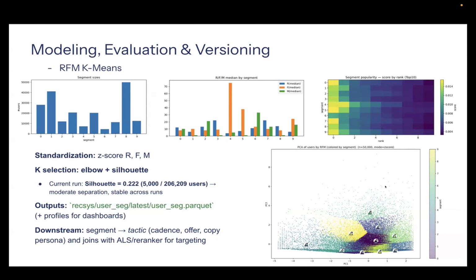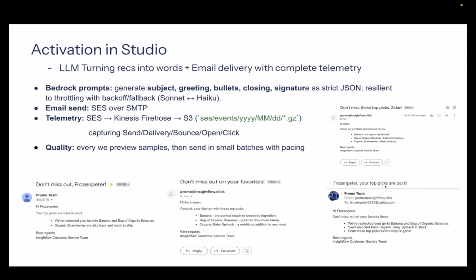Reading the new popularity heat map, the columns are top 10 ranks. Lighter cells mean a higher score. So the light on the left implies a heavy head here. The dark rows also imply a flat long-tail preference. Together with the segment size bar charts, the RFM medians and the PCA scatters, we get both statistical and visual evidence that the clusters are meaningful. Next slide, please.